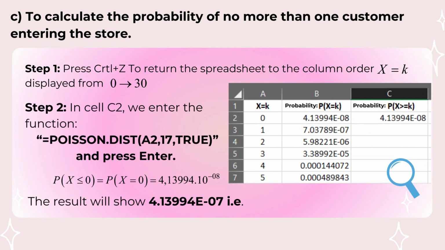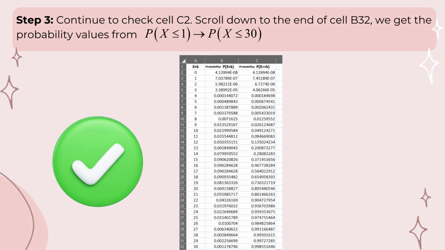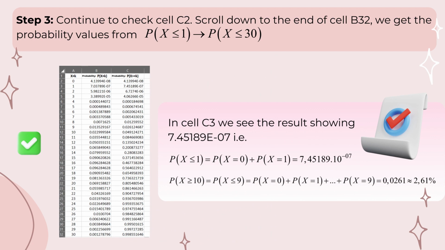In cell C2, we enter the function Poisson.dist, A2, 17, true, and press enter. The result will show 4.13994 E07, that is. Step 3. Continue to check cell C2. Scroll down to the end of cell B32. We get the probability values from px smaller than or equal to 1 to px smaller than or equal to 30. In cell C3, we see the result showing 7.